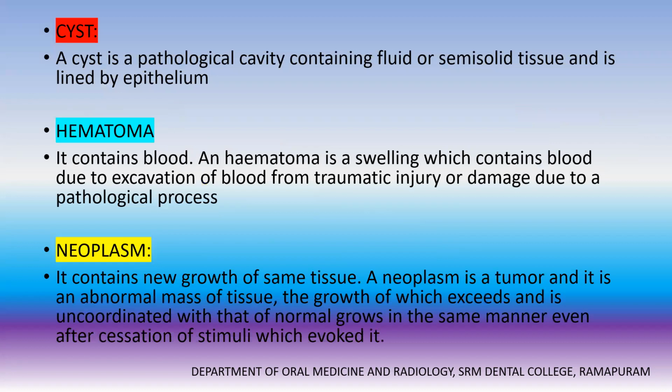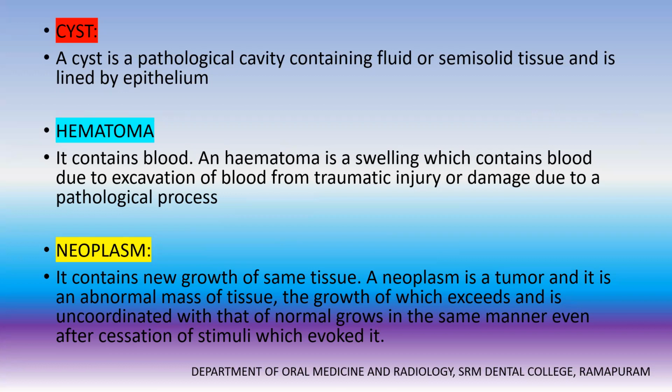Coming to a cyst. A cyst is a pathologic cavity which contains fluid or semi-solid tissue, and it is always lined by an epithelium. A hematoma contains blood, so it is an extravasation of blood from traumatic injury or damage due to any pathologic process.